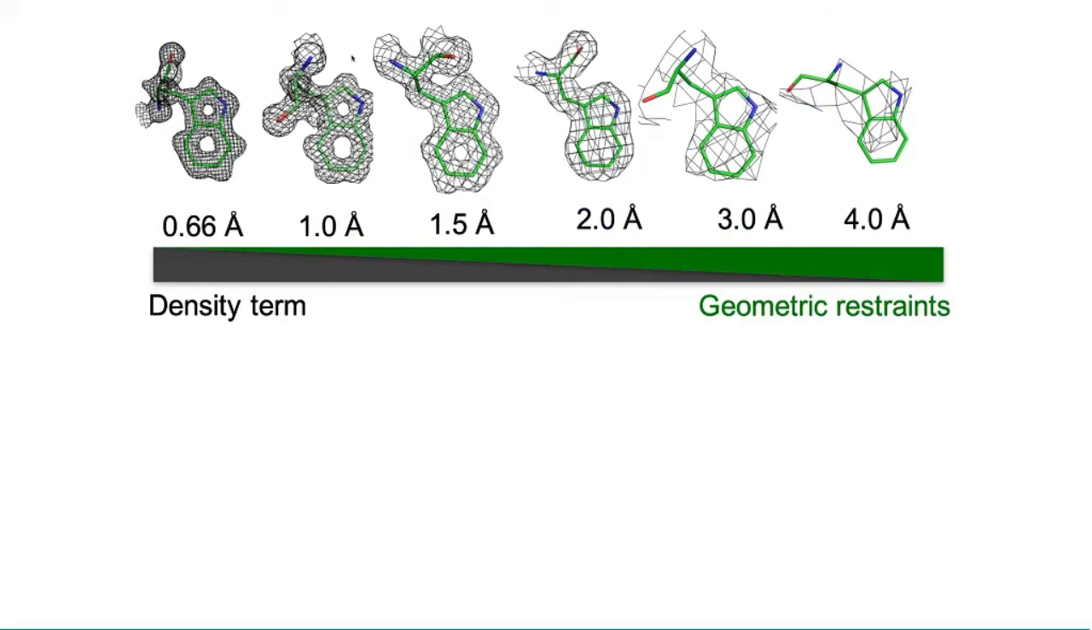So for example, here the resolution is 0.66 angstrom. Now the shape of the electron density is so clear, we know that is a tryptophan side chain. And we can place the indole molecule very nicely. But as the resolution drops, the density becomes much smeared and it's not easy to place the group clearly.